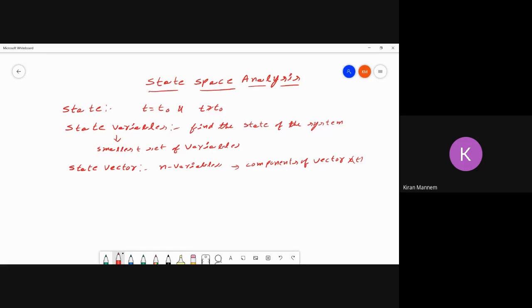One more definition is state space. The n-dimensional space whose coordinate axes consist of x1, x2, up to xn, where x1, x2, xn are state variables, is called the state space. So it is an n-dimensional space.